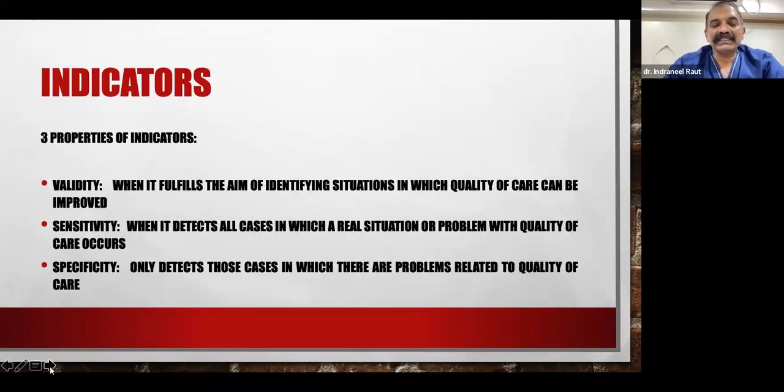So you have to see that they're useful as well as real as possible, and not just made for the sake of it. So the three properties of a good indicator: first is validity. You have to see whether it is actually fulfilling the aim, and identifying the situations where the quality can be improved. It means whether the indicator we are monitoring will actually help us in modifying what is going wrong, or whether it really needs to be monitored. So that is the validity. Then sensitivity, when it detects all cases in which a real situation or problem with quality of care occurs. And specificity, it only detects those cases in which there are problems related to the quality of care. Like when you're looking at VAP, and you're looking at whether the VAP bundles are followed or not. So that becomes specific.